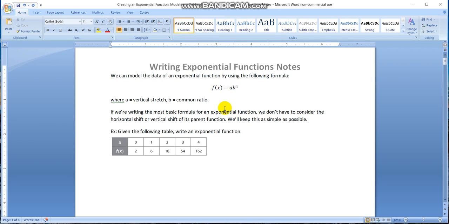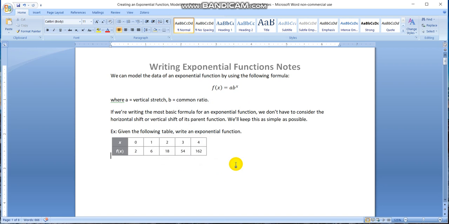This idea of the common ratio basically comes from what we learned in geometric series in module 12. Okay, but if we're just considering this generic, most basic formula without any horizontal shifts or vertical shifts, we'll just keep it as simple as possible. So what we want to do is, given the following table, we want to write an exponential function.